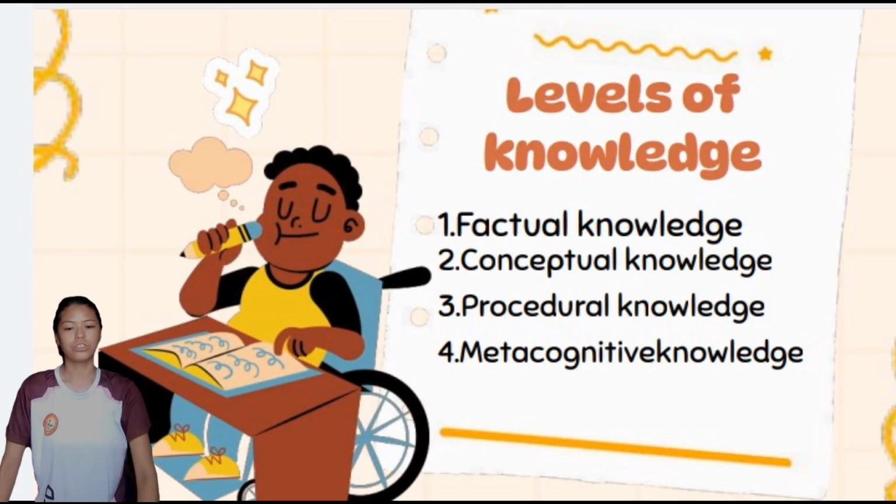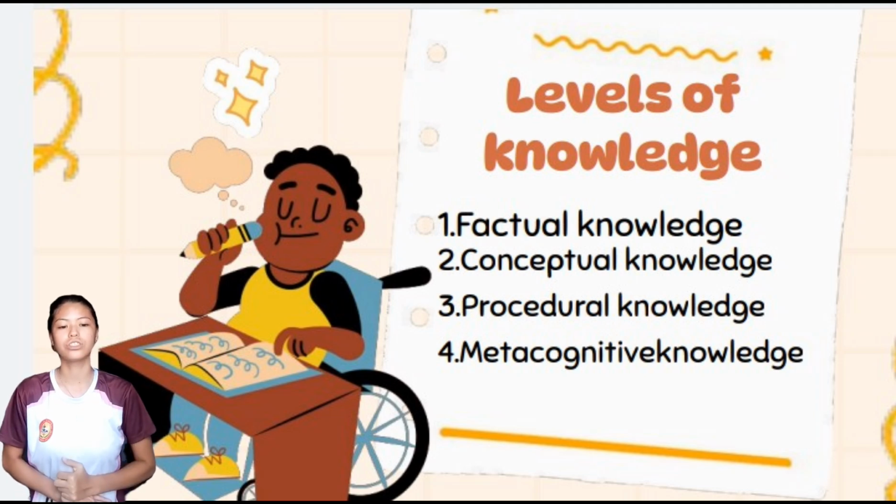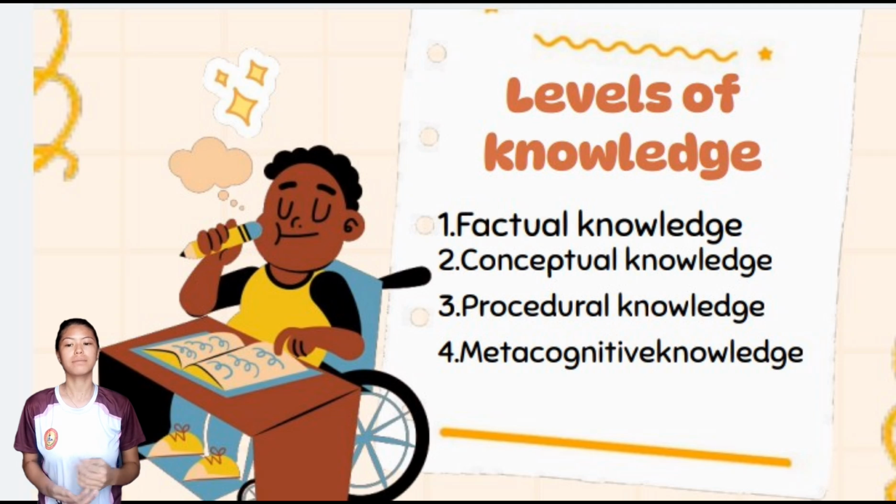Levels of knowledge. First is the factual knowledge. This is knowledge about basic facts and information, examples, dates, names, definitions, or formulas. Next is the conceptual knowledge. So this is understanding how ideas and facts are connected and how they work together. For example, understanding how multiplication relates to repeated addition.